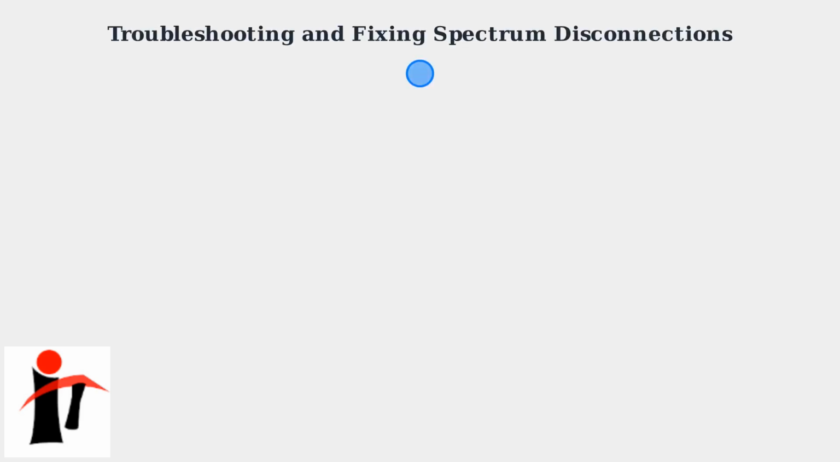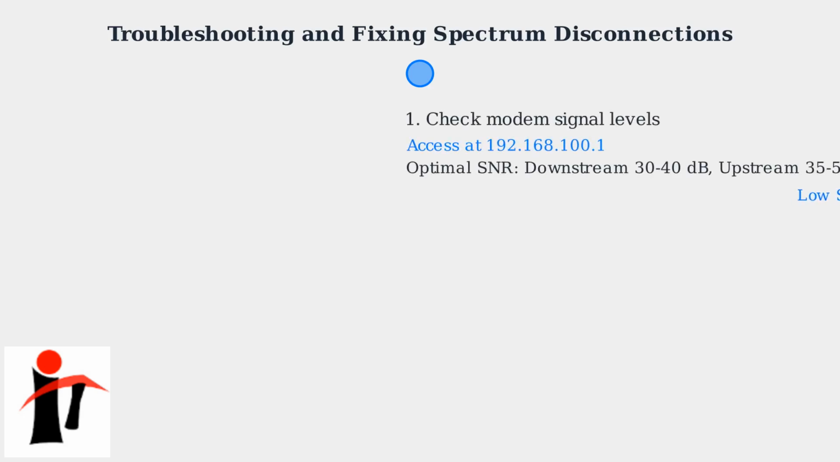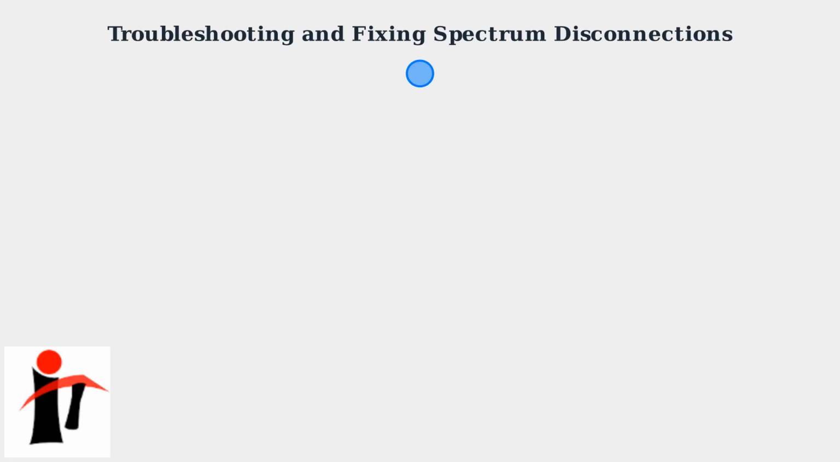To troubleshoot and fix Spectrum Internet disconnections, start by checking your modem's signal levels through its web interface. Access your modem's web interface at 192.168.100.1. Look for optimal signal-to-noise ratio values, 30 to 40 decibels for downstream and 35 to 50 decibels for upstream. If SNR is low, it indicates line noise affecting your connection.